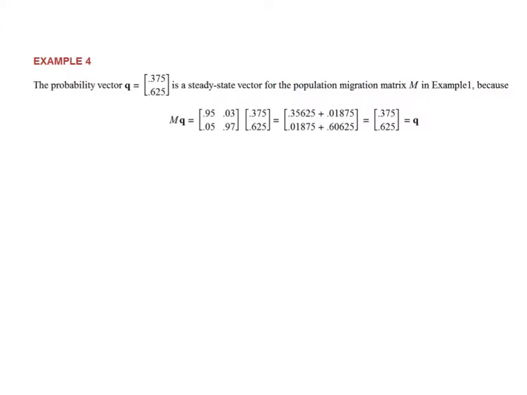Now, example 4 is already done for us. They give us the steady state vector and then just kind of show, and you can check the computation, that multiplying the migration matrix in example 1 by the steady state vector produces the same vector Q. So in that one, eventually, enough years into the future, 37.5% of the population stays in the city, 62.5% of the population stays in the suburbs. And even though some people move every year, the same number of people move out of each of their respective locations.